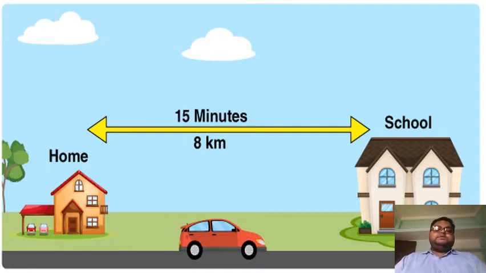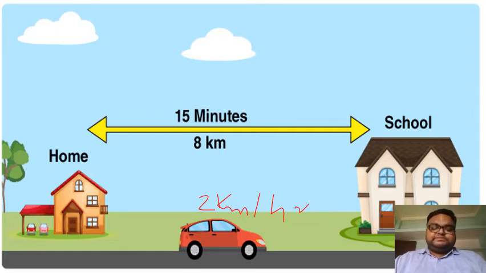Okay. So now suppose that you are in this car, and this car is traveling at a speed of 2 km/h, right? So where will you reach first? Will you reach school first, or will you reach home first? Yes, students? Right. So we can say that we will reach that place first which has less distance, right?